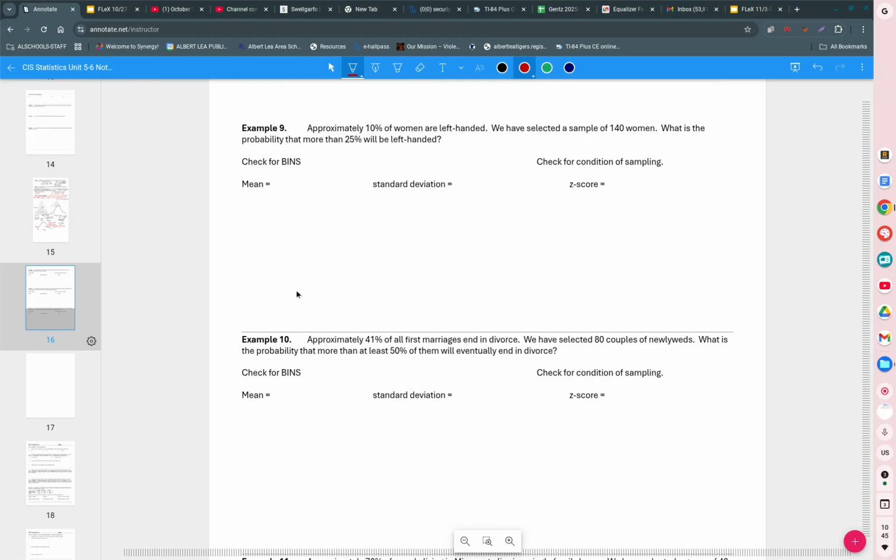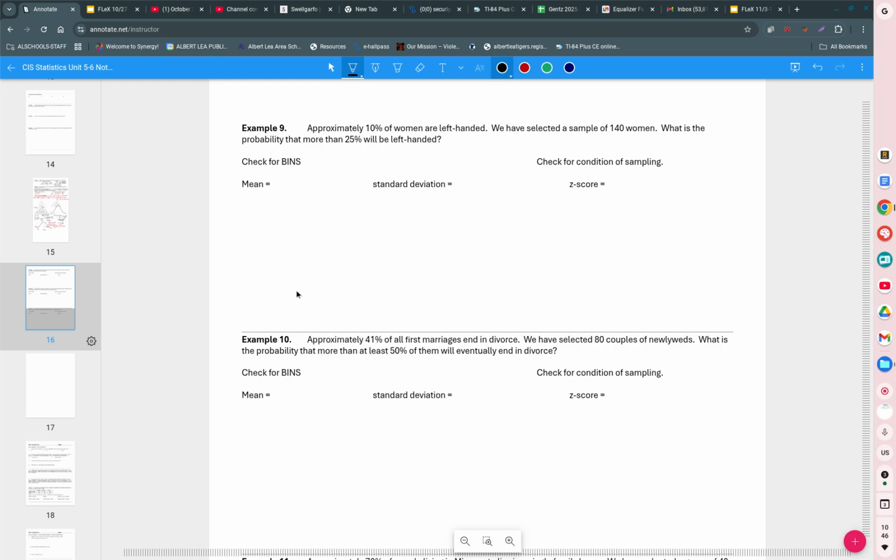Girls, only girls, raise your hand if you're left-handed. 1, 2, 3, 4. Okay, it said that approximately 10% of women are left-handed. Do you think that more guys are left-handed or more girls are left-handed? Guys, it's about 12% of the population for guys are left-handed, about 10% for girls. Okay, that's what it is. I don't know why, I haven't looked into it, but that's what it is.